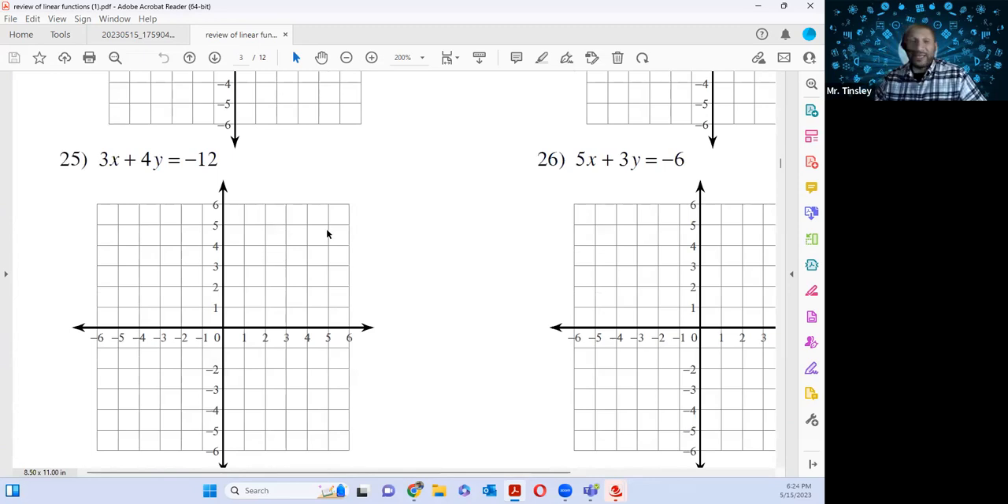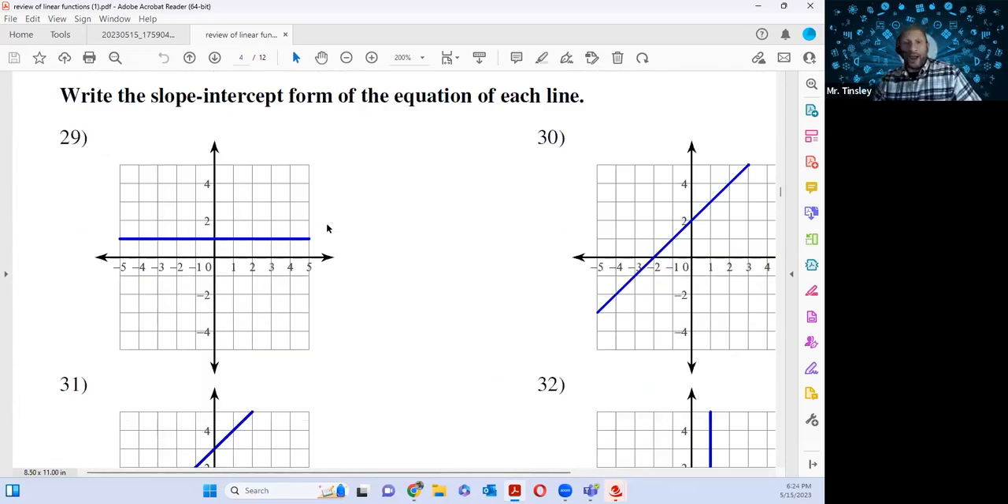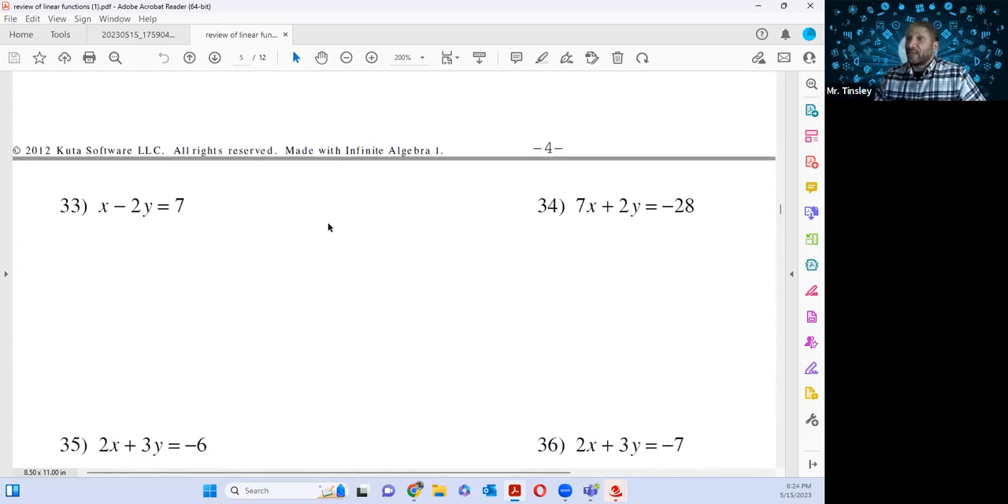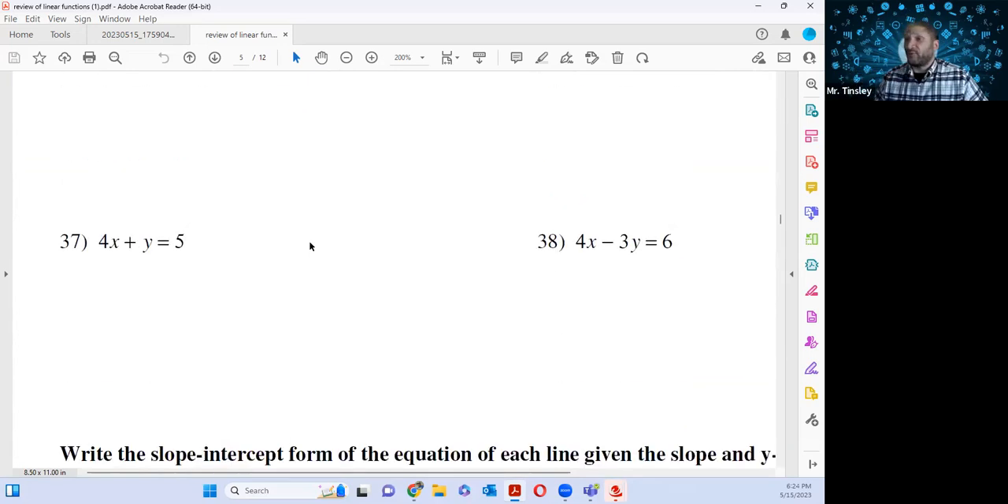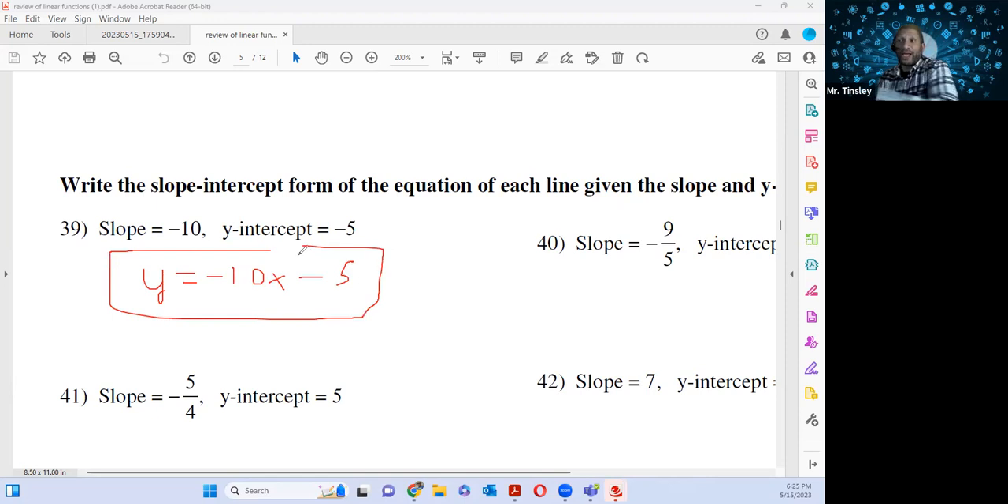Can you graph given standard form? Can you find an equation of a line from a graph? Can you find a slope from standard form? Again, if they gave you a word problem that says the slope is -10 and your y-intercept is -5, that's y = -10x - 5. Why? Because we know m is the slope, b is the y-intercept. You should be able to do that also.